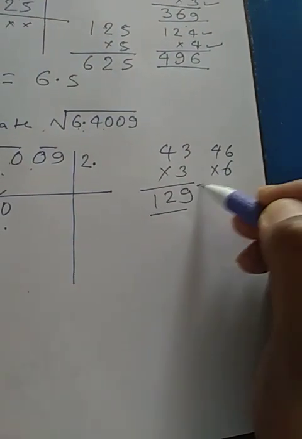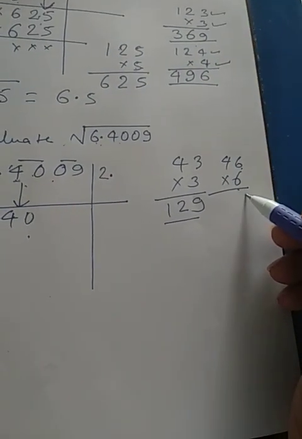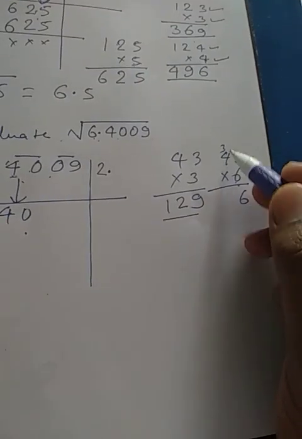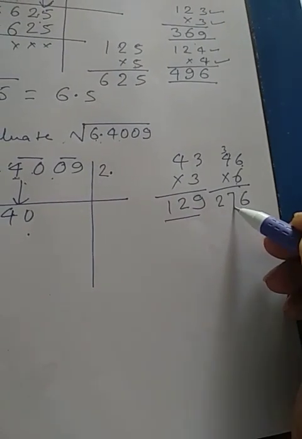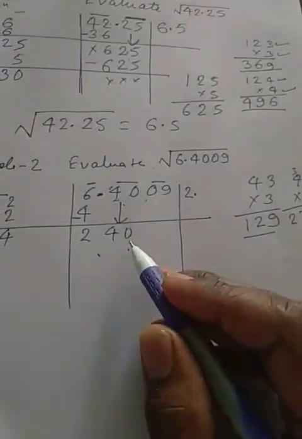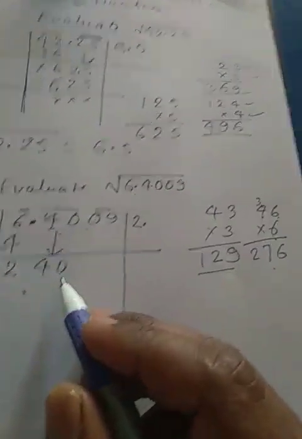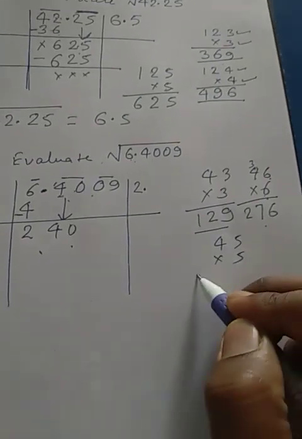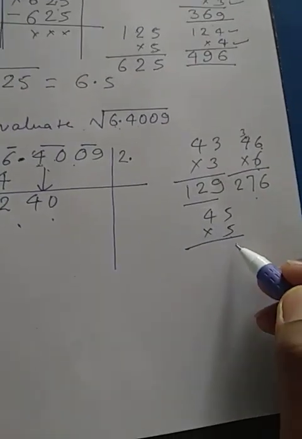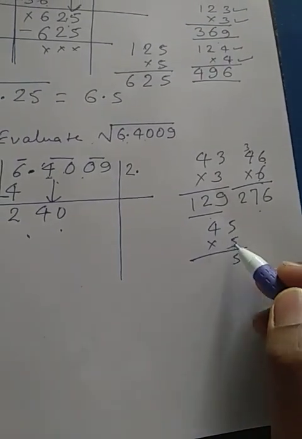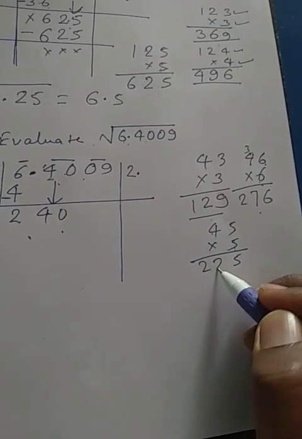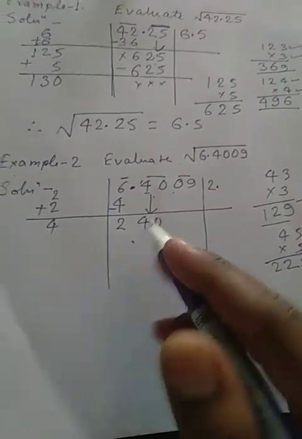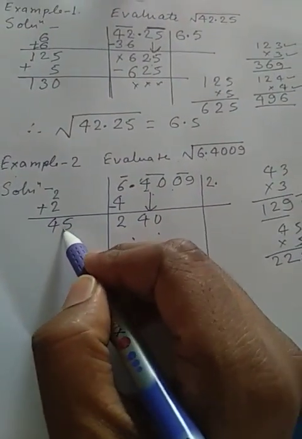6: 6 6s are 36, 6 3 carry; 6 4s are 24, 3 is 27, which is 276, which is more than 240. So we have to take one less, that is 45. 5 5s are 25, 2 carry; 5 4s are 20, 22, 222. That is 225, which is less than 240. So we can use 5 here.